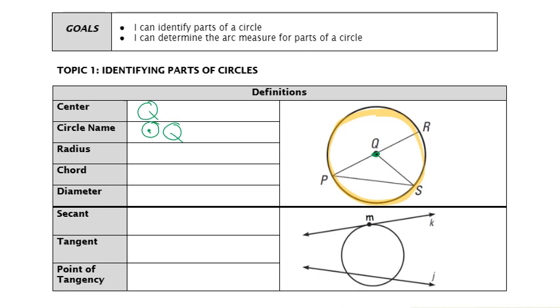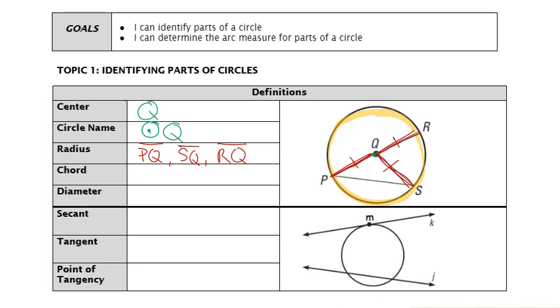A radius is defined as a segment that goes from the center to any point on the circle. So for this example, we have a radius of PQ or QP. You can name it either way. We also have a radius of QS or SQ. And then finally, we have a radius of QR or RQ. All the radii of a circle are that same distance from the center to the circle, so all of them are going to be congruent segments.